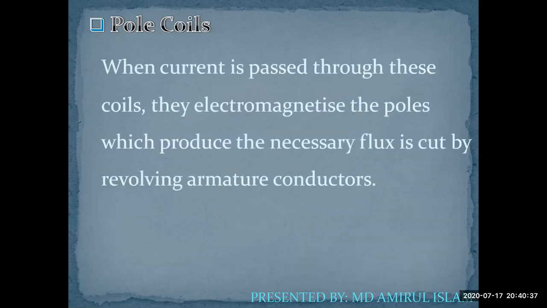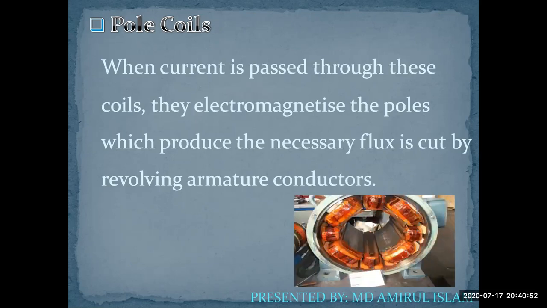Pole coil: when current is passed through this coil, it electromagnetizes the poles, which produce the necessary flux that is cut by the revolving armature conductors. We can see the pole coils in the figure.